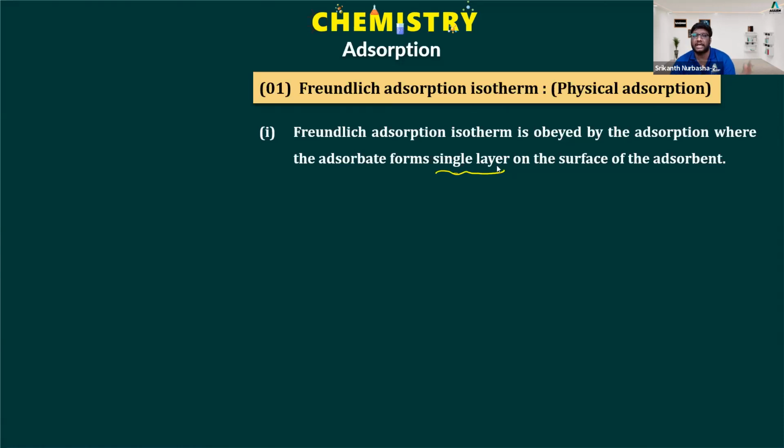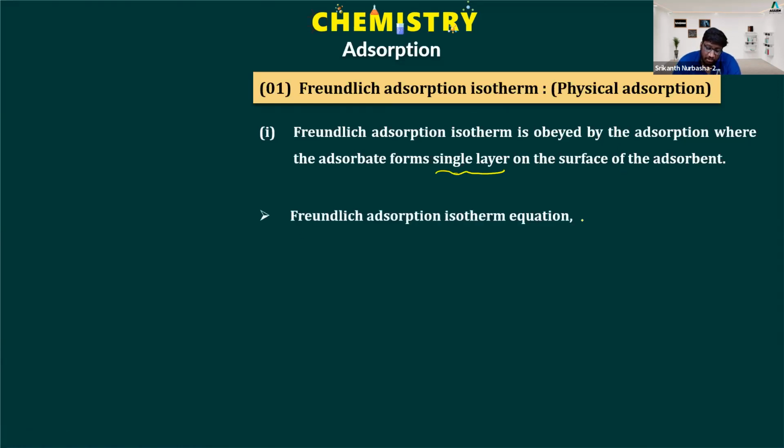Physical adsorption can be multi-layered at high pressures. At a very high pressure, like I have told you, like a wall is there and I am applying pressure and hitting the wall, so multi-layer can be formed. Freundlich adsorption isotherm is obeyed where the adsorbate forms a single layer. Whenever the adsorption is single layer, then you can follow this Freundlich adsorption isotherm.